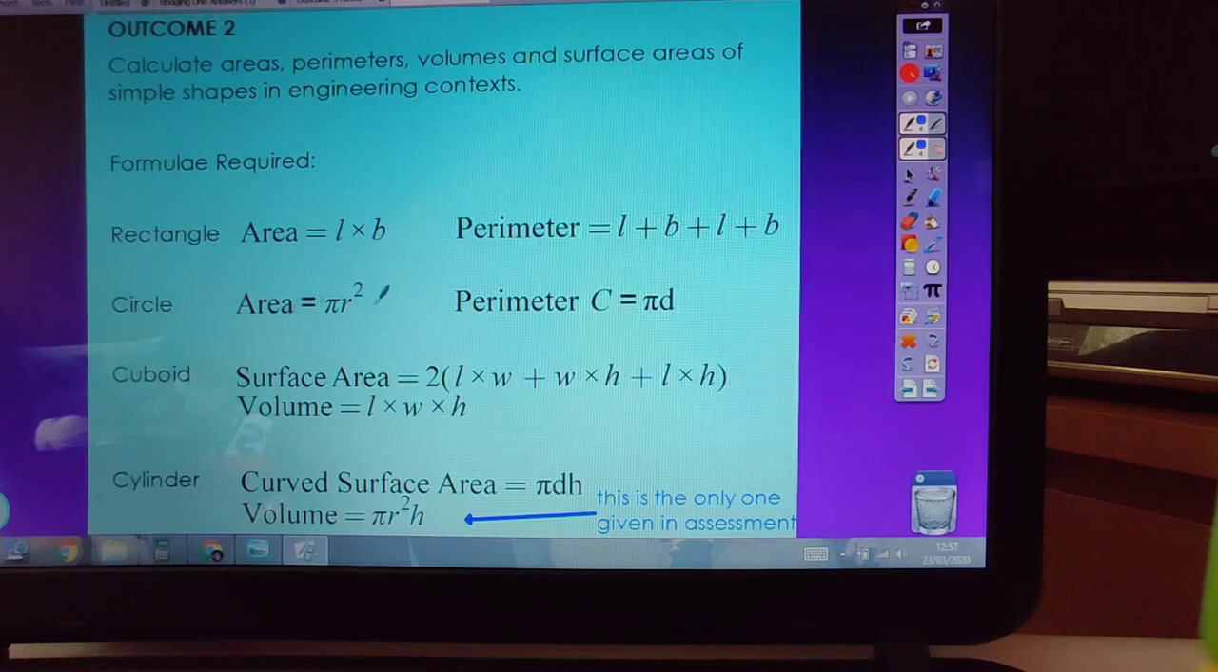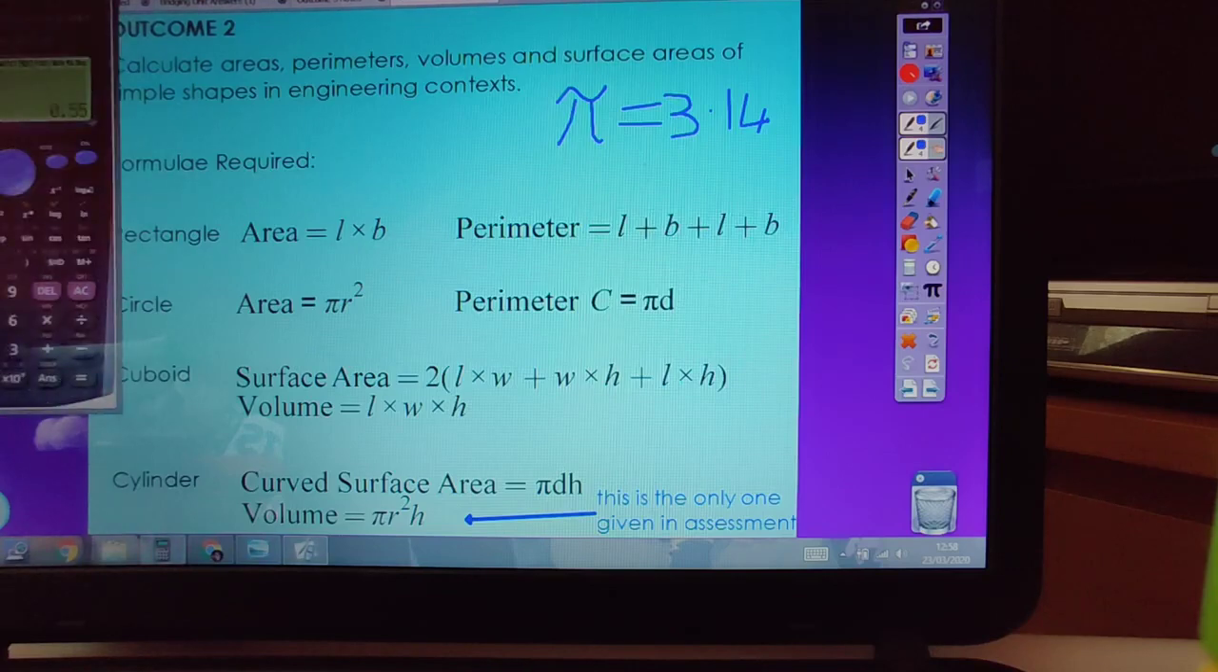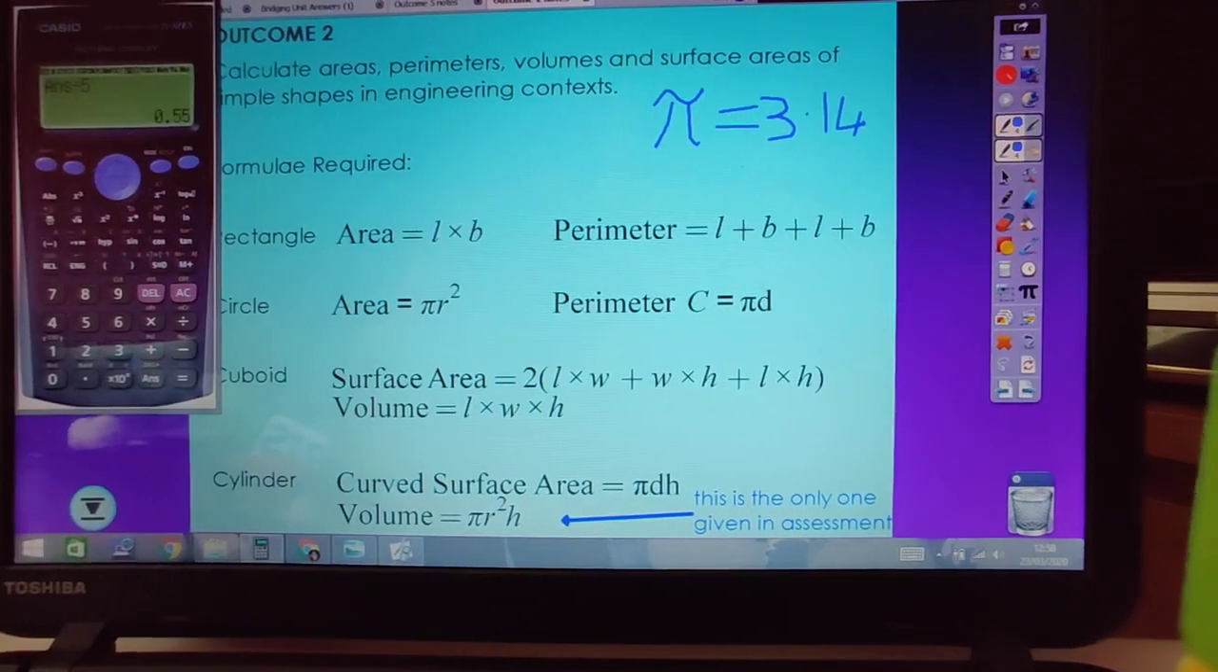The area of a circle is pi times radius squared. The perimeter of a circle is called circumference, C equals pi d. For those that might have forgotten, pi is a very special number in maths. It's represented by a symbol and it's approximately 3.14. On your calculator, it's hidden in that science button that we've been using all these months.